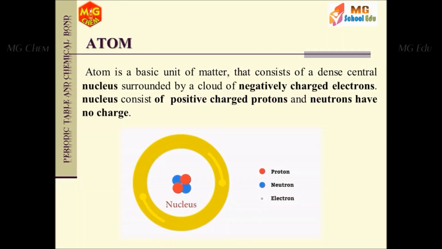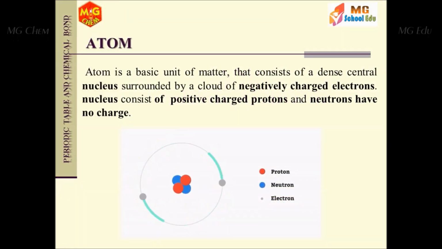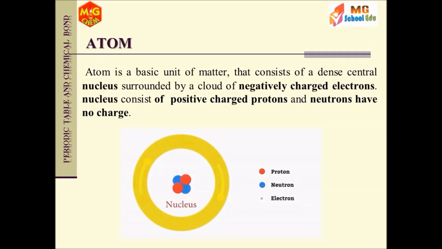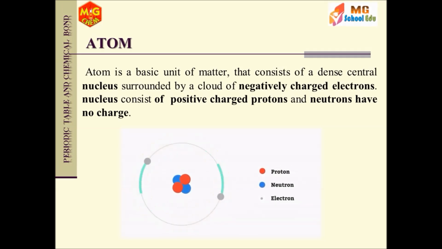Atom. What is an atom? An atom is a basic unit of matter that consists of a dense central nucleus surrounded by a cloud of negatively charged electrons. The nucleus consists of positively charged protons and neutrons, which have no charge. This is the nucleus, surrounded by negatively charged electrons.